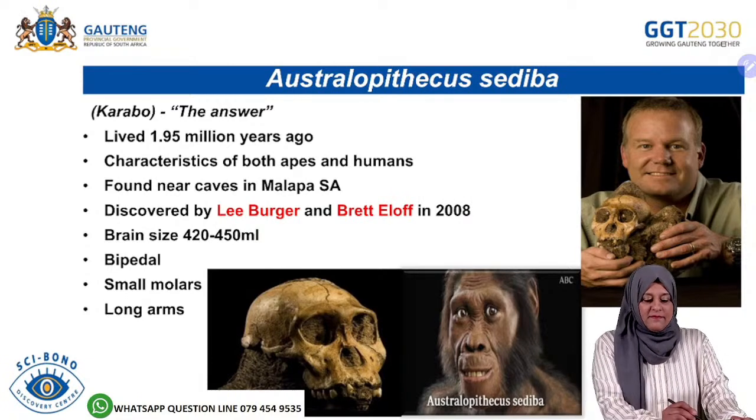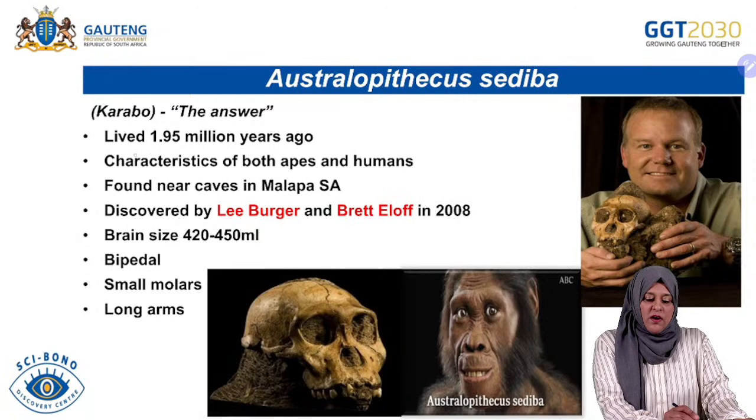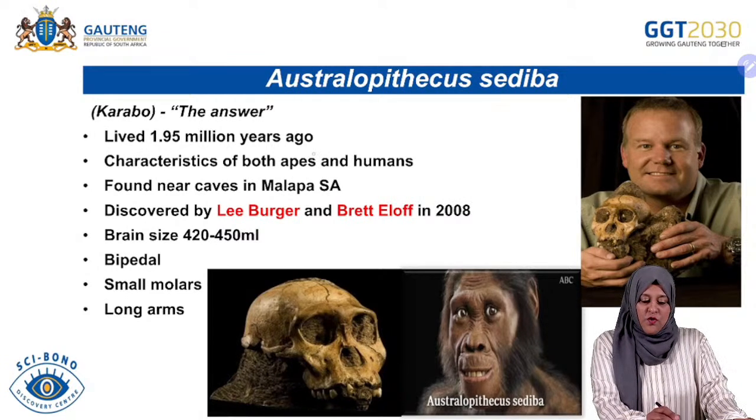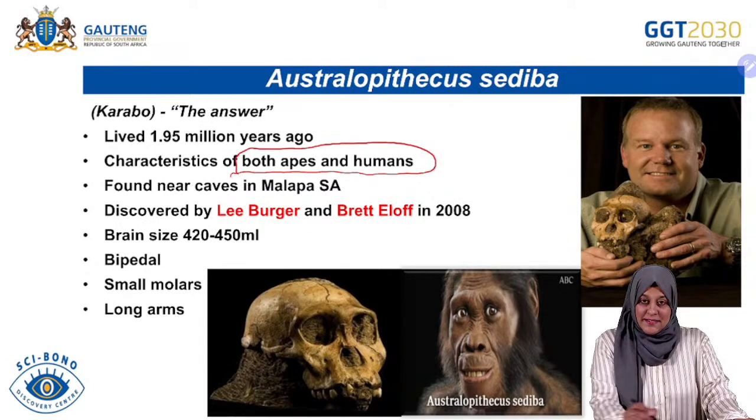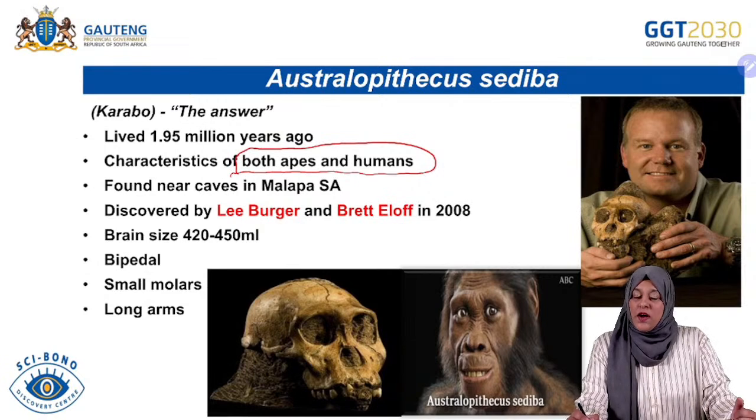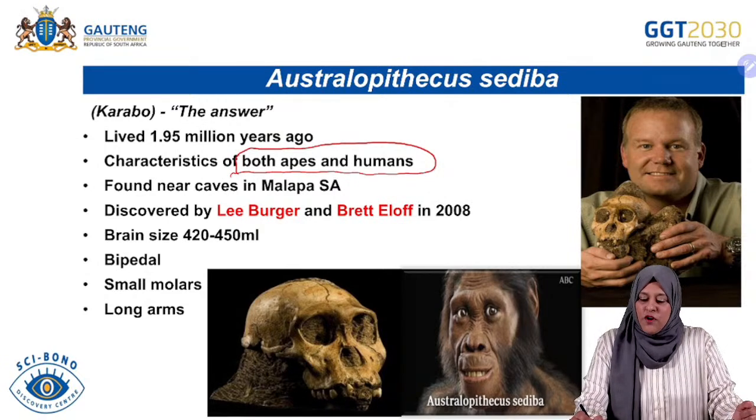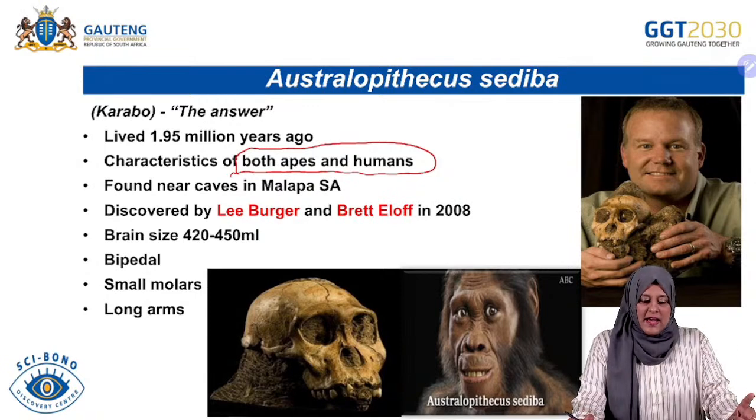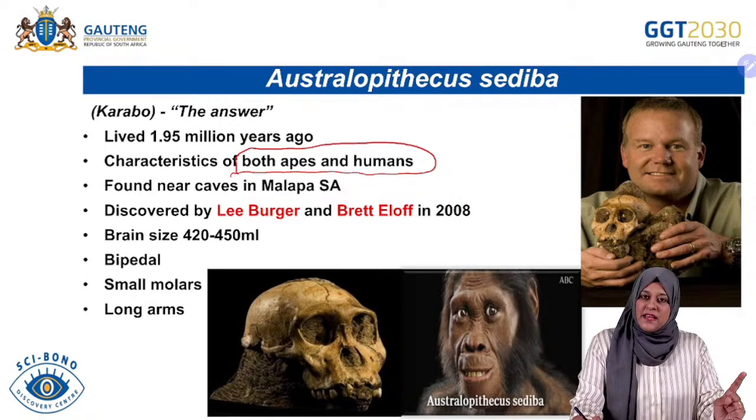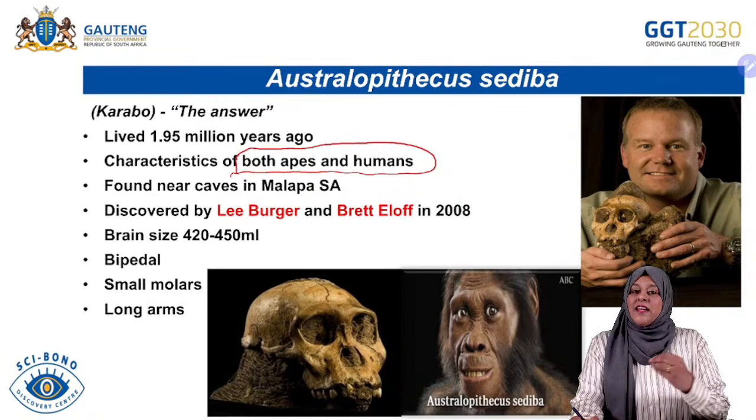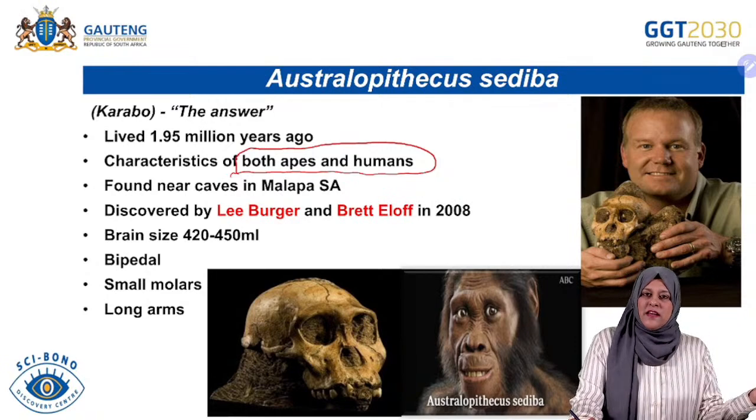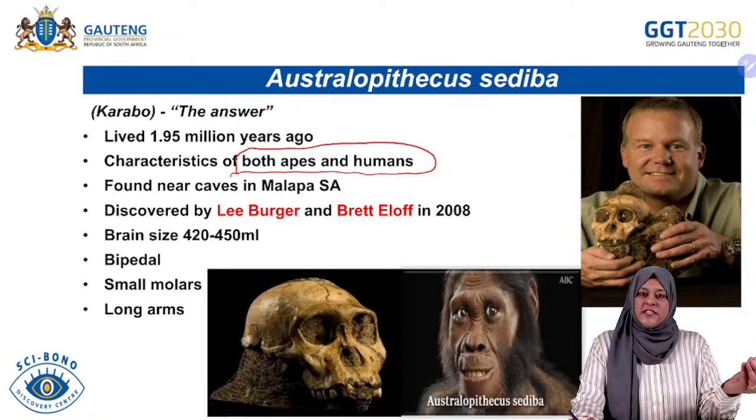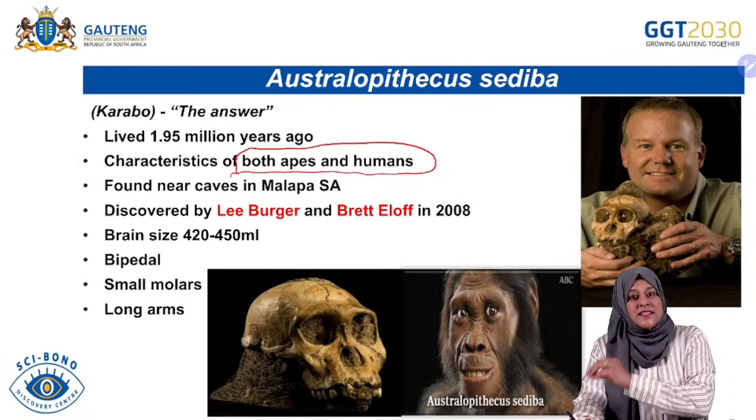So let's see. These people lived about 1.95 million years ago. They had characteristics of both apes and humans. Okay, so in other words, this was a transitional fossil. I hope you said that. And that means Australopithecus sediba had characteristics of apes and humans. And that is why it's called the answer, because it is a transitional fossil showing us the characteristics of the ancestors and the descendant.